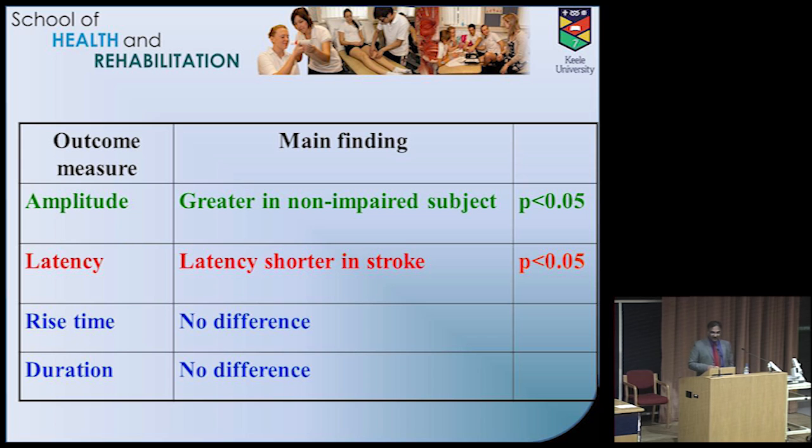And what Jose found out was reflexes were not necessarily abnormal in stroke. So the amplitude of the reflex, surprisingly, was greater in the non-impaired population. Yes, the latency was a little shorter, and that would tie in with the signs of disinhibition. The rise time and the duration, there was absolutely no difference. So what appears to be happening is the reflexes don't appear to be abnormal in stroke.